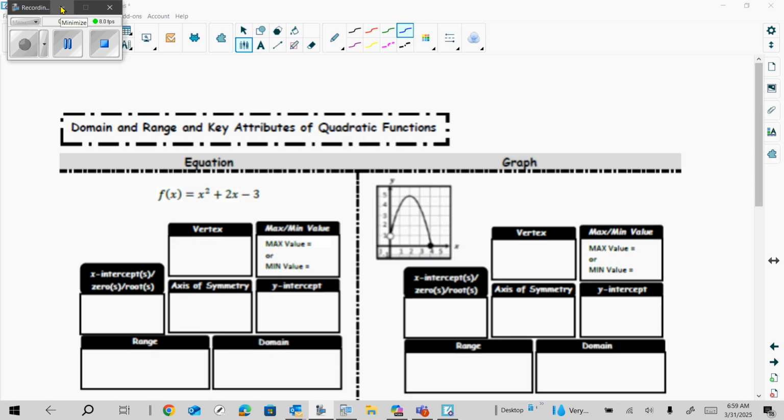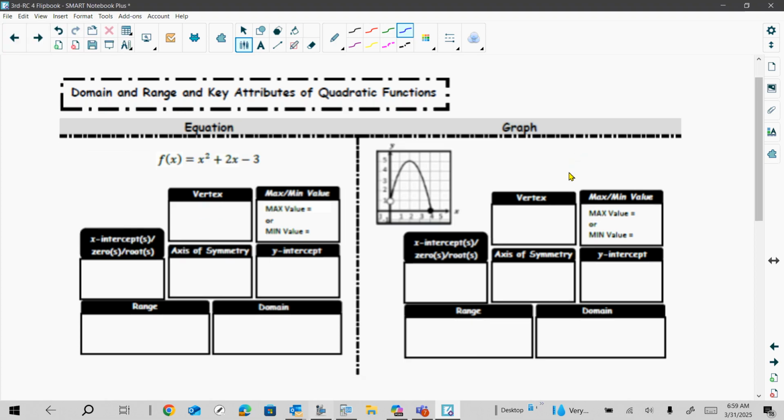All right, so we're looking at domain and range and key attributes. Okay, we're going to talk about the comparison of the two. One is the equation.